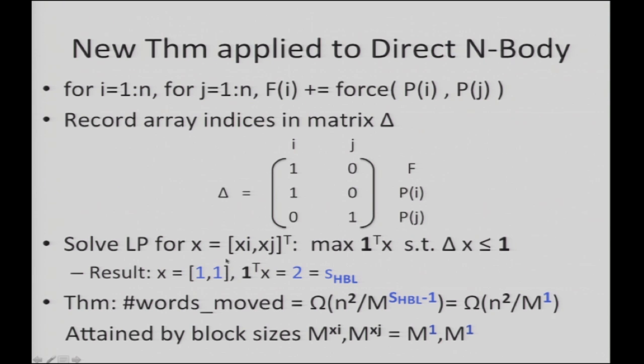So the theorem says the number of words moved, the lower bound, is n squared, the total amount of work, divided by M to the magic exponent, M to the 1, and it's attained by block sizes M^1, M^1.